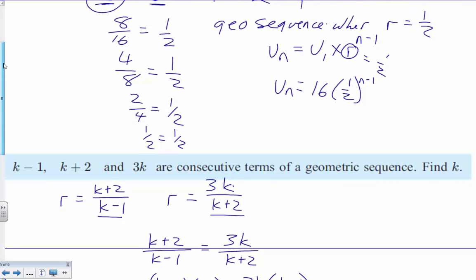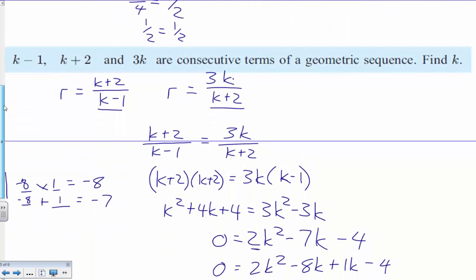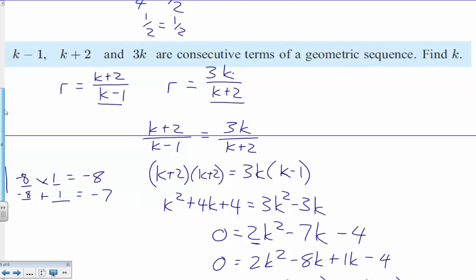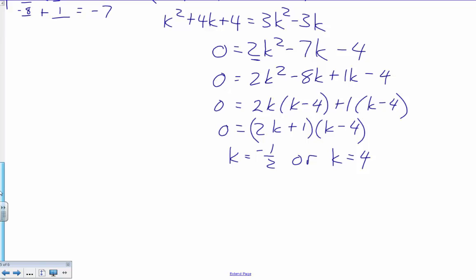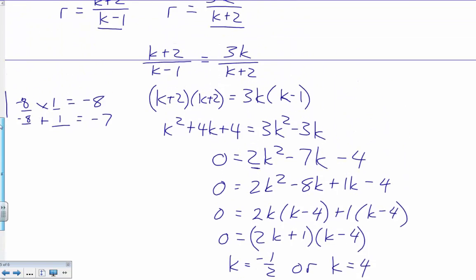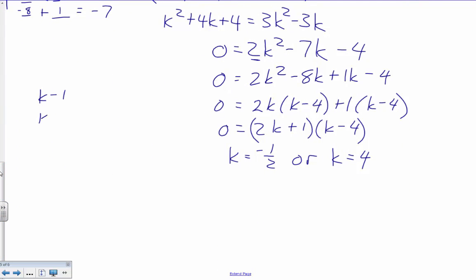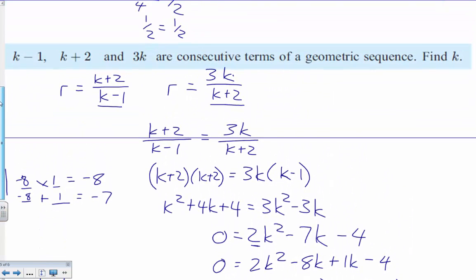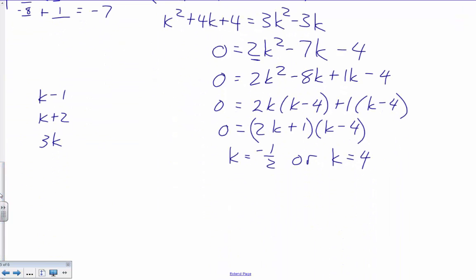So what does that do for us way up here? k minus 1, k plus 2, and 3k are consecutive terms of a geometric sequence. Find k. So we have two possible values for k. k equals negative 1/2, or k equals 4. And you can sub them in to see if it works, and you'll find that both of those are possible answers to the problem.